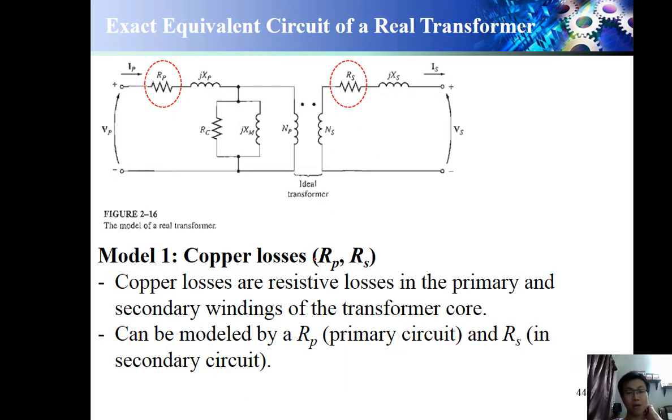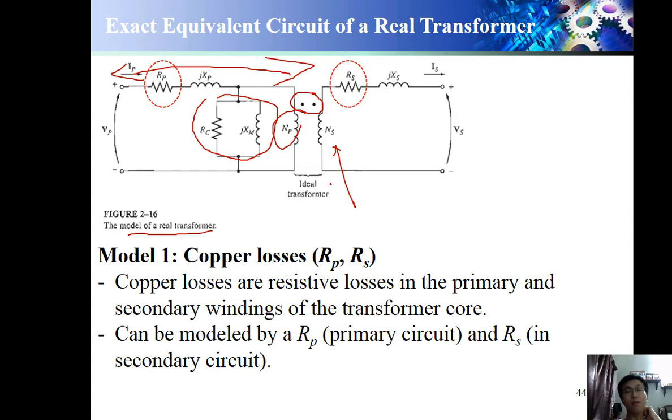So model 1, copper losses RP and RS. This is the model of the real transformer. We have the resistance and inductance of the winding. We have an excitation branch. We have a number of turns. This is all the primary side. Then we have a dot. This is the so-called dot convention, which is so important. Then we have a winding, and then the secondary side. Then we have the resistance and the inductance of the secondary side. So we have VP, IP, VS, and IS.